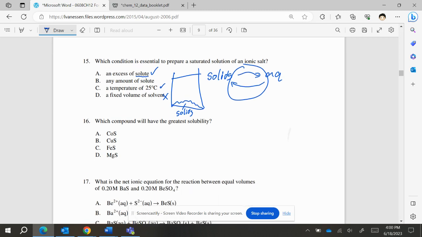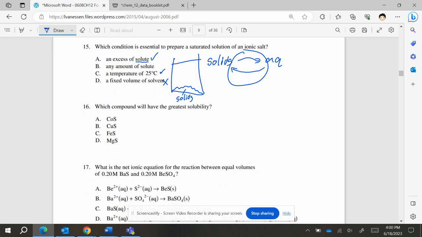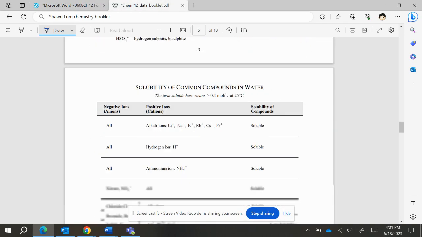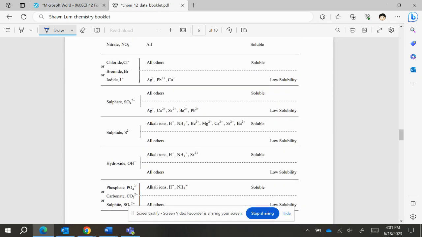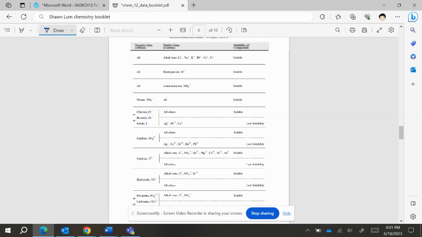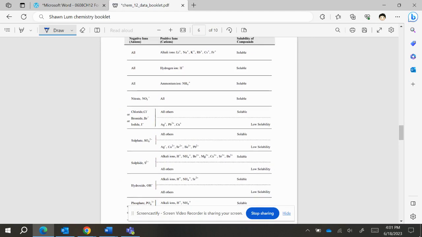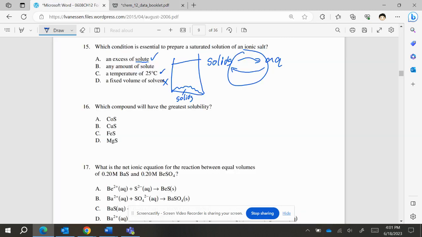Anyways, which compound will have the greatest solubility? We got CoS, CuS, FeS, MgS. Okay, let's go down here. I already forget them all now. I'm supposed to have four: CoS, not carbon monoxide, FeS, MgS, and there was one more, CuS.